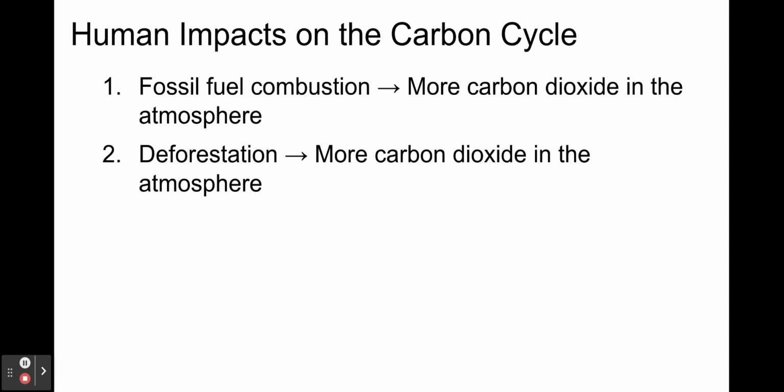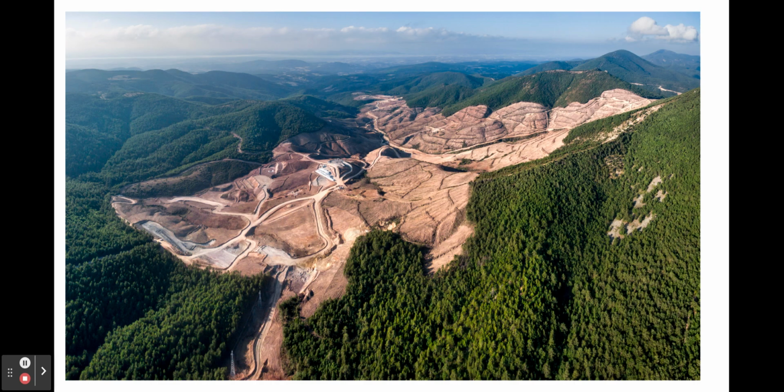And this is why fossil fuel combustion leads to more carbon dioxide in the atmosphere. Our second impact is that deforestation leads to more carbon dioxide in the atmosphere. Let me show you what I mean by deforestation. Something like this, where we cut down and remove a whole bunch of trees, a whole bunch of plants that were present initially. This is what people usually think of.